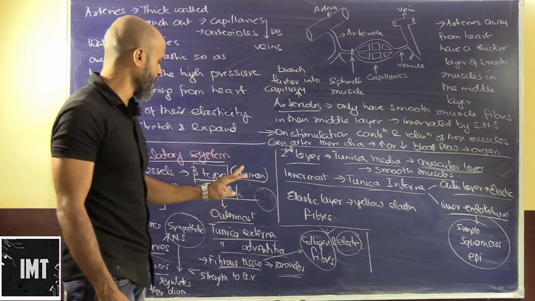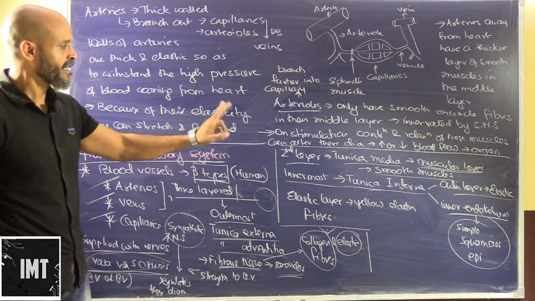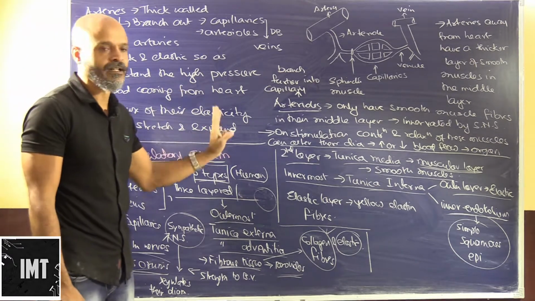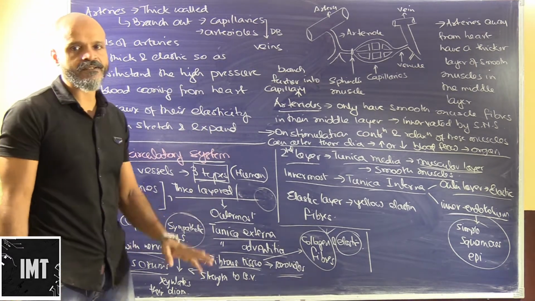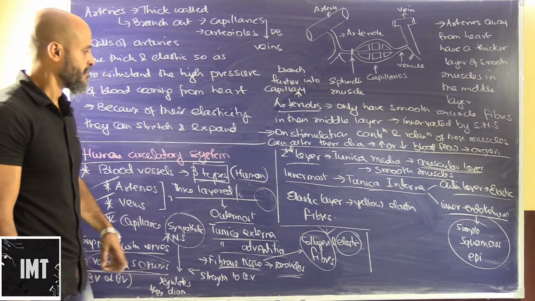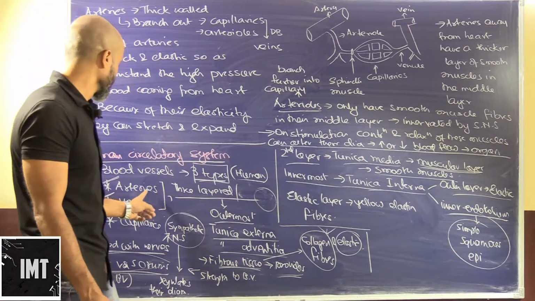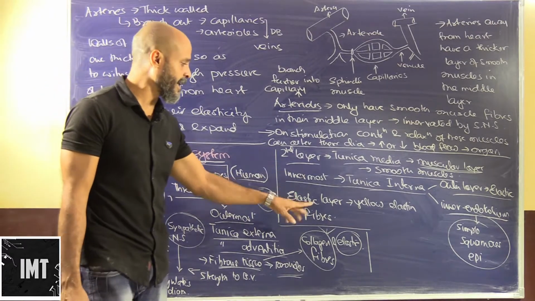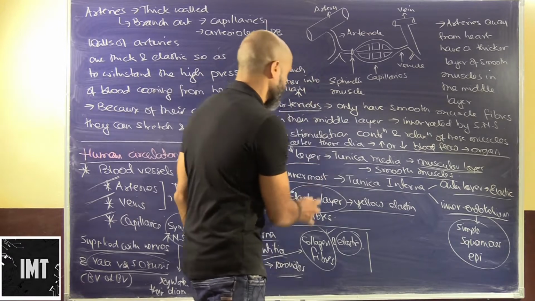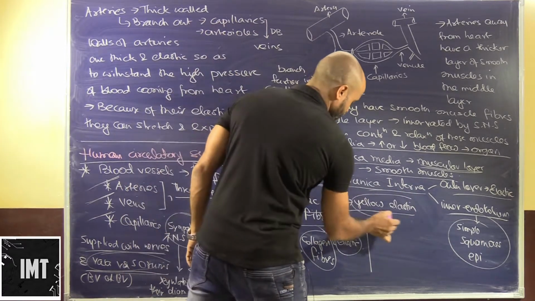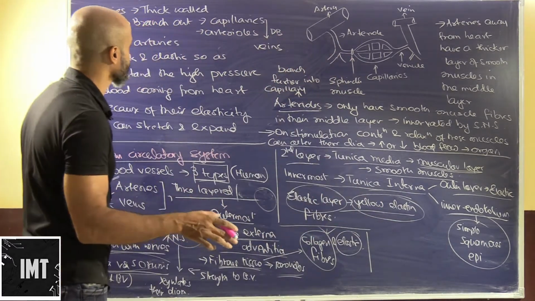So we have three layers: tunica externa, tunica media and tunica interna in both arteries and veins. Capillaries are a single layer, so we'll talk about them later. These layers are basically made up of elastic layers, the interna part, and hence it is yellow elastin. So elastin fibers are there.